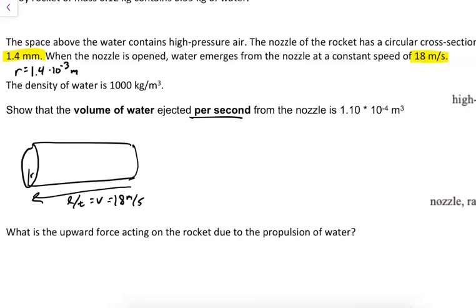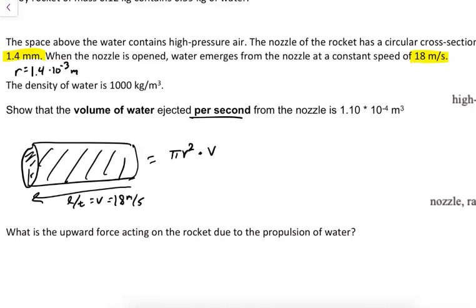So we can imagine that there's some volume of water being ejected per unit second that's dependent on the cross-sectional area of the nozzle and the distance per unit time that the water is traveling out. So we need to find this volume in here. That's equal to pi r squared, which is the cross-sectional area of the base, times the velocity.